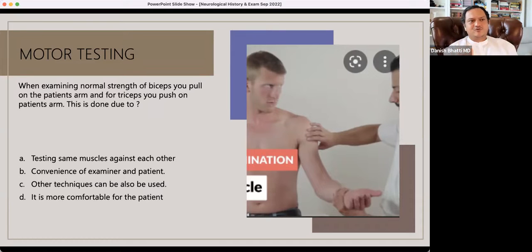which will be a 4 minus or a 4. If he's completely paralyzed, we cannot lift it against gravity. It's obvious. It doesn't matter how you examine him. But if you're trying to find a 4 plus or a 5 minus or a very subtle weakness, then this comparison will be very important. And in most people, they should have strength close to matching your strength, with few exceptions.